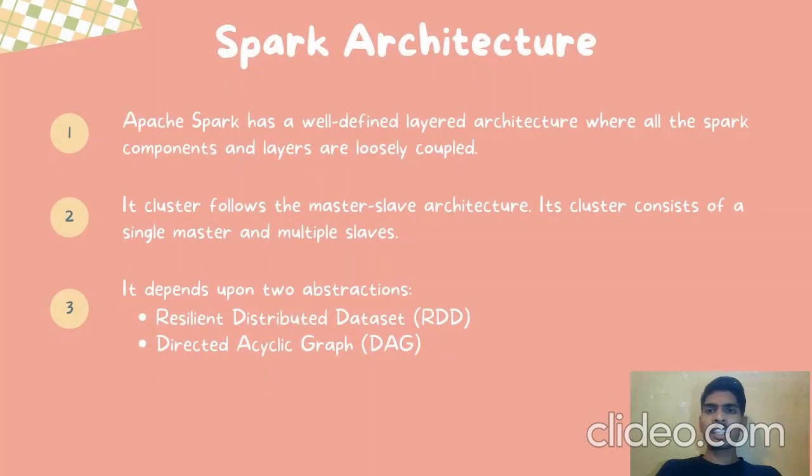Now let's move on to the architecture of Apache Spark. It has a well-defined layered architecture, and all layers are loosely coupled. In clusters, they follow a master-slave architecture, meaning there is a single master and multiple slaves. It depends on two abstractions. First is the resilient distributed dataset (RDD) and the directed acyclic graph (DAG).